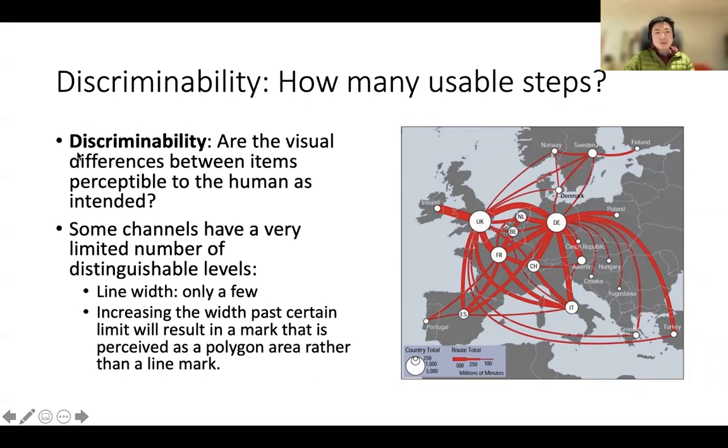Okay, so that means discriminability. If you can easily tell the difference, the more values, the better. But if you can't, that means it's not good. Obviously, the more different values you can easily see, the better.